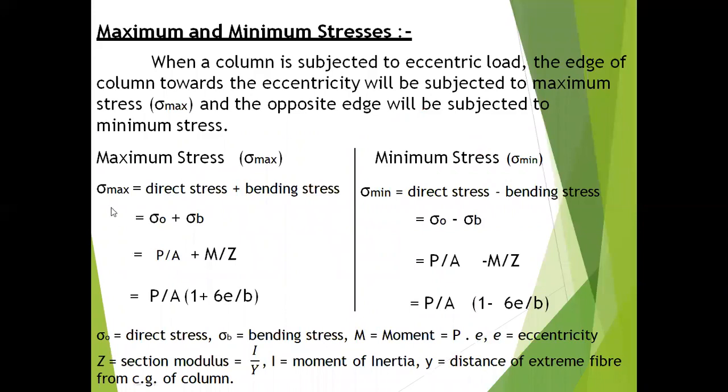So maximum stress is equal to direct stress plus bending stress, which is P by A plus M by Z. How did it come into this form? In the way I have just calculated, you can arrive at the formula of P by A of 1 plus 6E by B. And the minimum stress is like this. So you have to remember these two formulas, very, very important to calculate the maximum and minimum stresses in the column when it is subjected to an eccentrical load. Understood? Clear? A very important parameter.